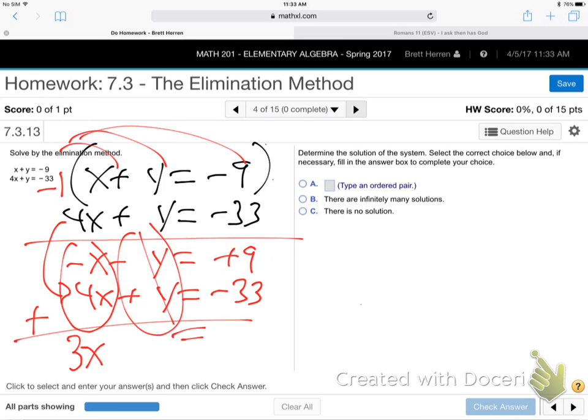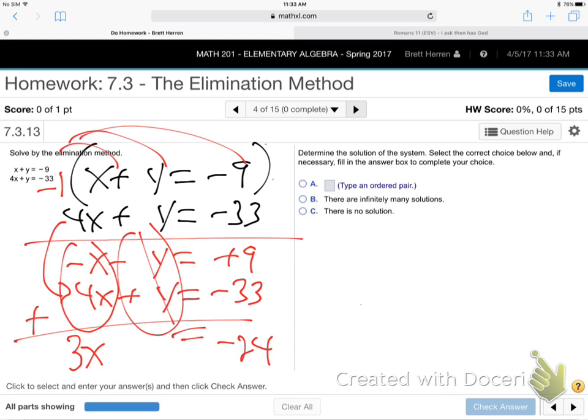9 minus 33, what is that? Minus 20. So what is... minus 24. Is that good to there so far? See how the y's dropped out? That's what I wanted to happen. The y's drop out, right? Because I got to get down to one letter. I can't do two letters at the same time.